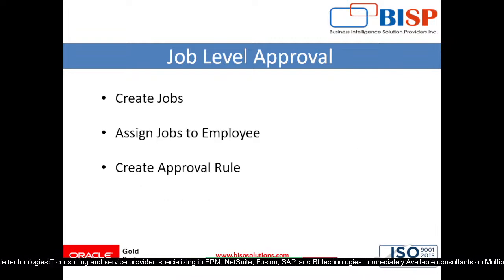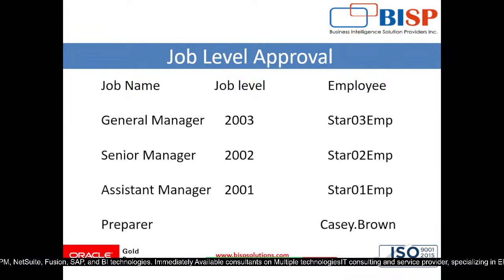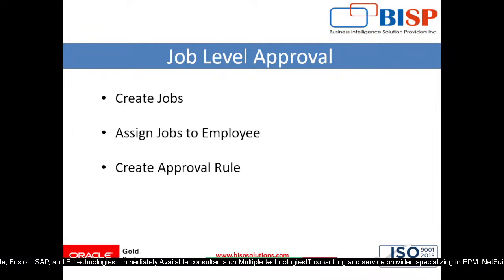So our first task is to create jobs in our application, and the next task is we have to assign this job to this employee, right? This star 01 is employee, star 02 is employee. We have to define, right? In the same way, we have to define the manager also, so that we can define the hierarchy in this job level, right? And at the end, we have to create the approval rule, and the last is create requisition, right? So let's go to the application, right?